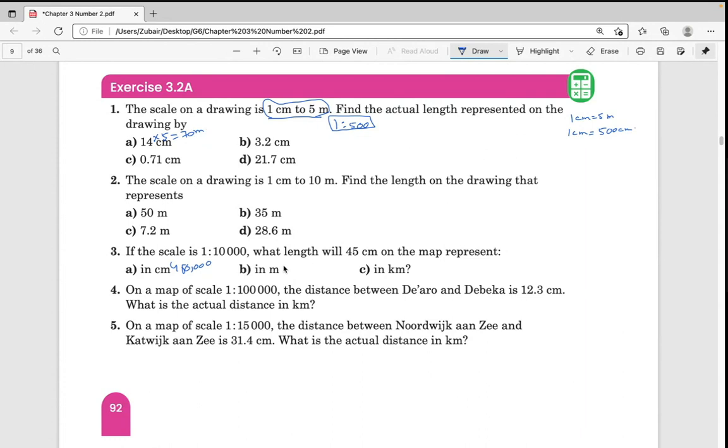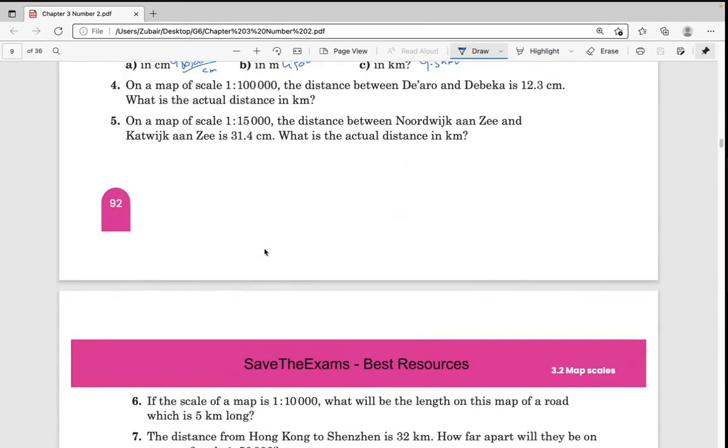In meters, it will be 4,500. Very good. You already have this answer in centimeters. You just divide it with 100. And in kilometers, 4.5, because 4,500 meters is 4.5 kilometer. Very good, Ali. Let's try number 4.